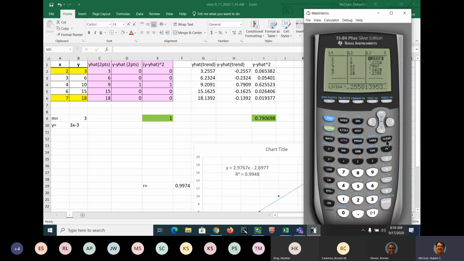Let me go through that again. Go to Stat, Edit, click on L3 or put the cursor on L3, Second Stat, Residual, Enter, and Enter. And it puts the residuals in the third column. Now I'm going to tell you how to get this green number right here, 0.790.